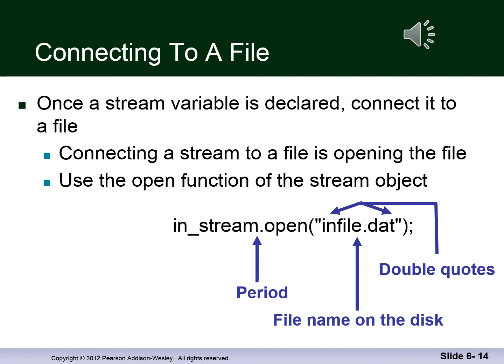At the bottom of this slide, you'll see the syntax for opening or initializing the in_stream file variable. in_stream.open, and then in parentheses, encased in double quotes, is the name of the file on the disk. That is an actual operating system file name. And of course, we've got a semicolon.